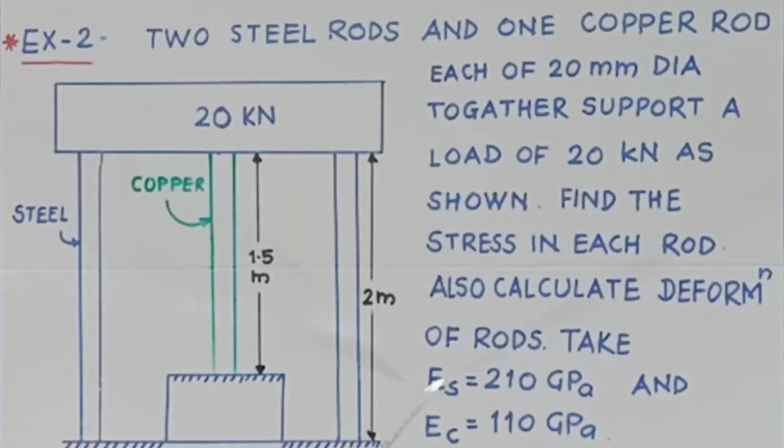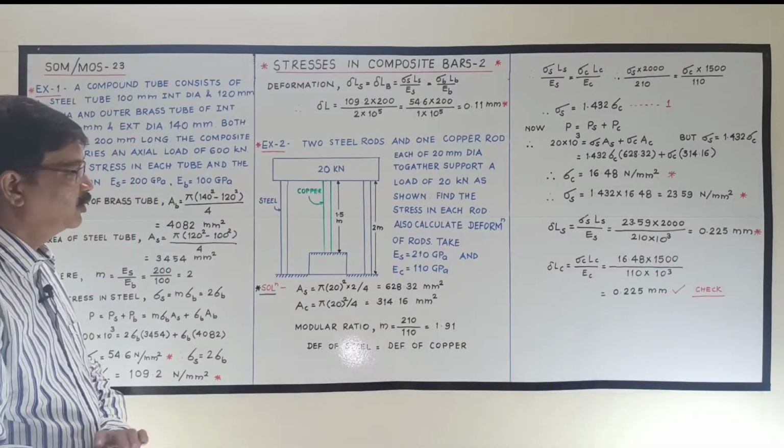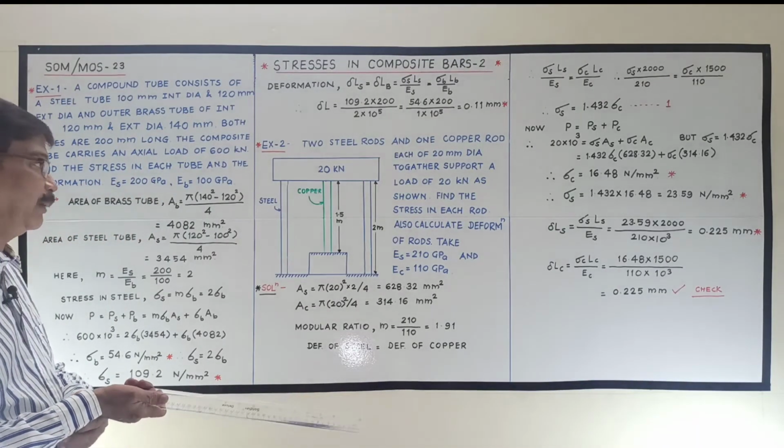Take modulus of elasticity for steel 210 GPa and for concrete 110 GPa. Okay? So let us see, again we will go on the same lines.